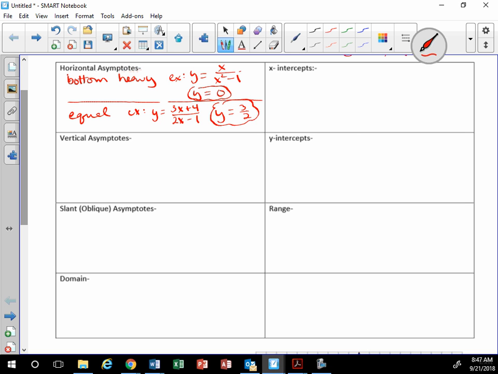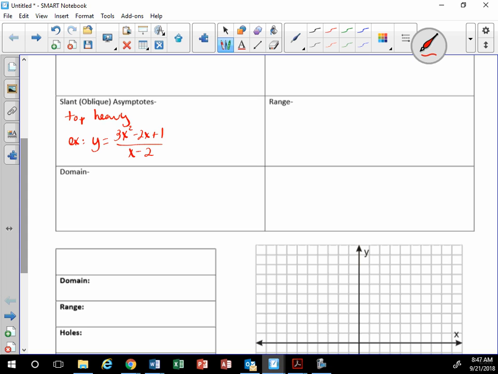The other option is if it's top heavy, so if the degree of the numerator is larger, that's what gives you a slant or an oblique asymptote. So this is top heavy. So let's say we have y equals 3x squared minus 2x plus 1 over x minus 2. Everybody understand top heavy, degree of the numerator is larger? Do you remember what you have to do here? I don't know if you did a lot with this.